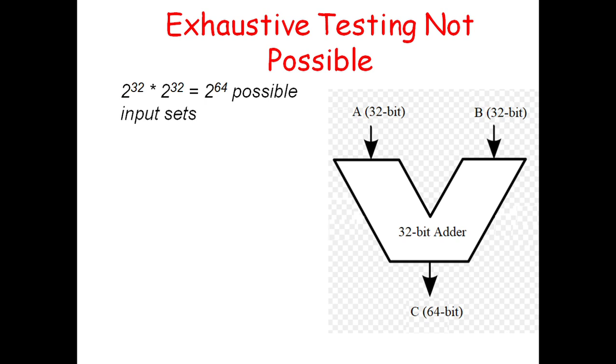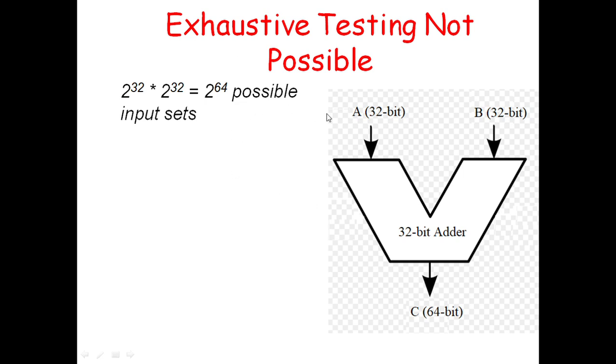In the example, we have a 32-bit adder, and this 32-bit adder hardware component gets two 32-bit values. A is a 32-bit value, B is a 32-bit value, and this adder adds the two 32-bit values and gives a 64-bit sum. For these two 32-bit values, the total possible inputs are 2 raised to power 32 multiplied by 2 raised to power 32, which is equal to 2 raised to power 64 possible inputs.